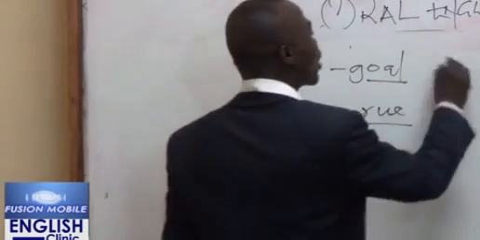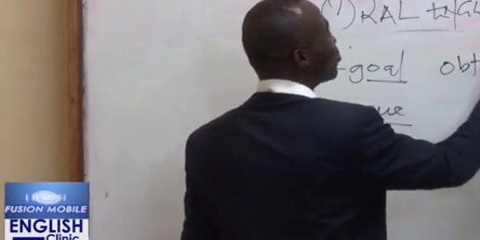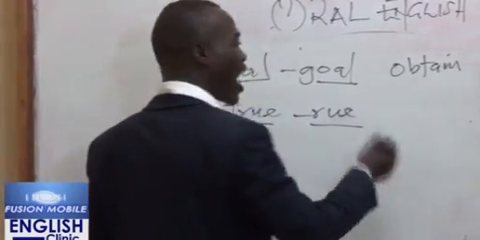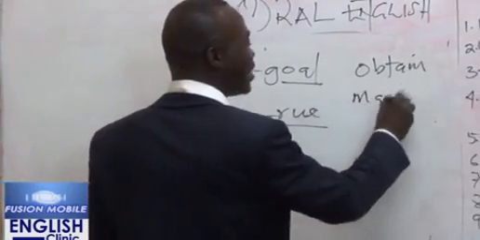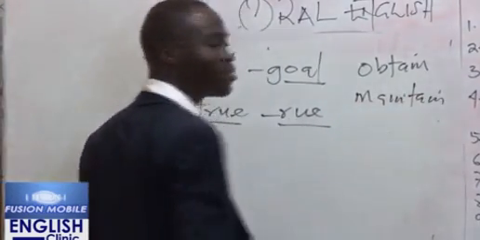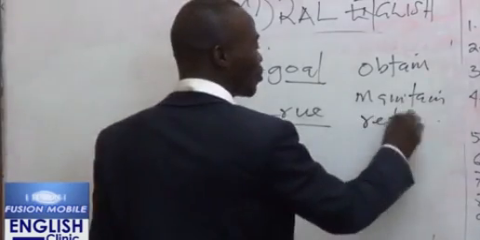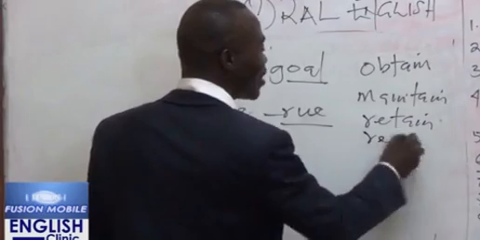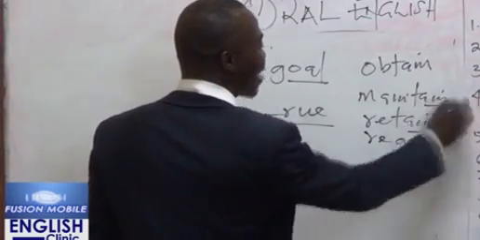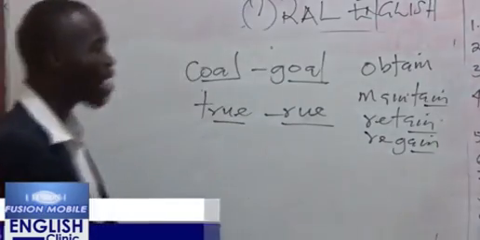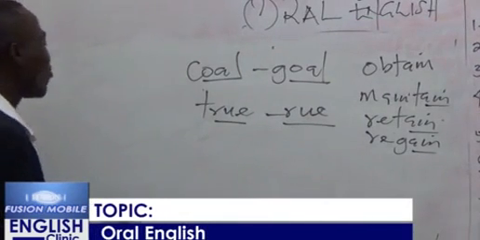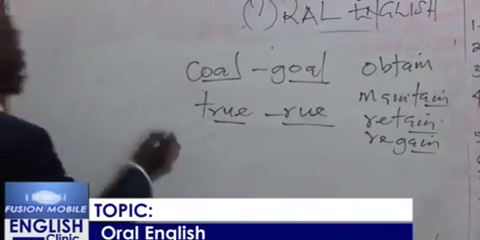In a word like obtain, obtain has the same pronunciation or the same rhyme as maintain, retain, regain. You can hear the sound N in it. That is what we mean by rhyme.